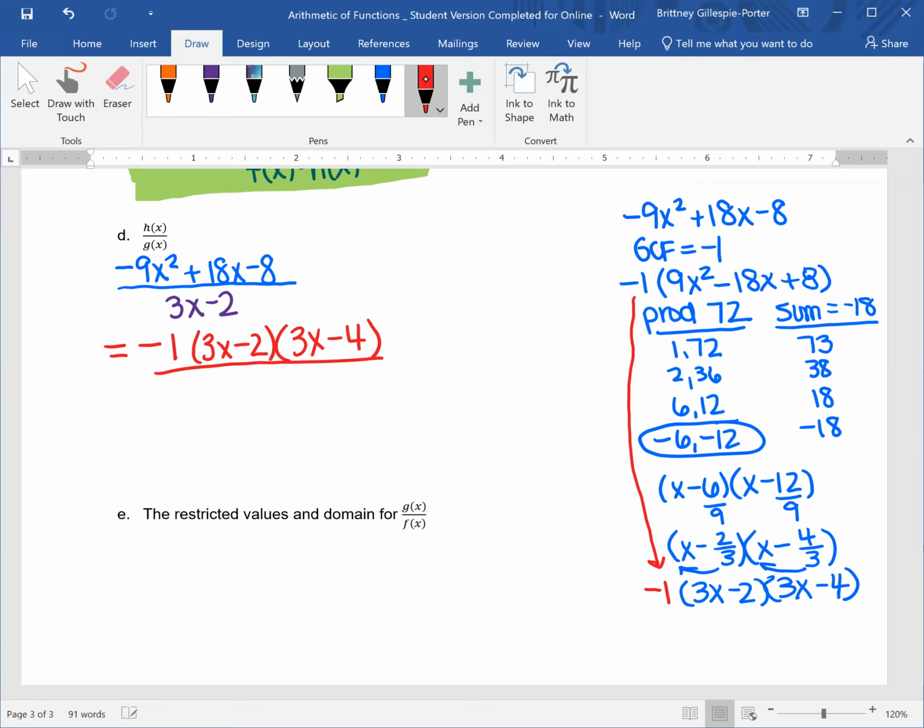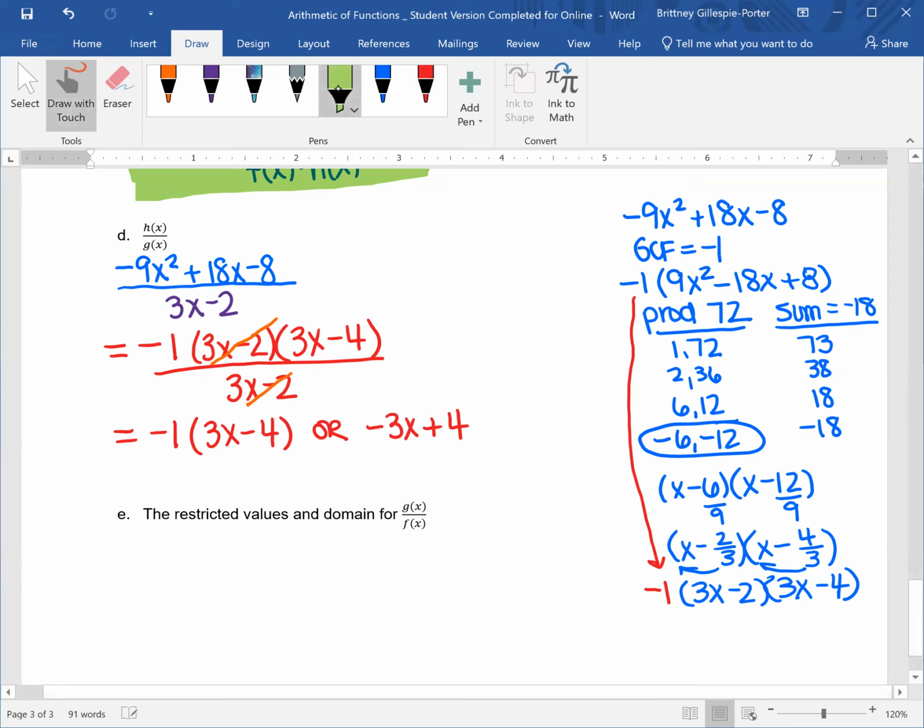And we have that all over the 3x minus 2. Showing up in top and bottom, we see the 3x minus 2, so we can get rid of those. We wind up with negative 1 times 3x minus 4. You can stop here, or if you want to redistribute the negative 1, you could have negative 3x plus 4. Either is an acceptable answer because they wanted it in simplest form, and the factored form shows that you were double checking your simplification.